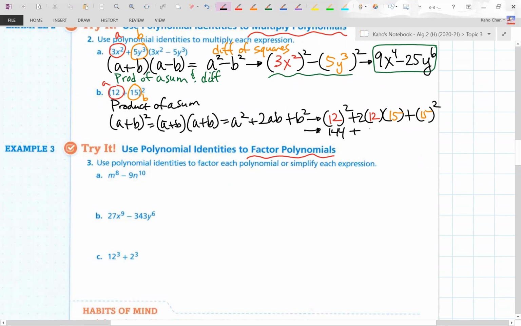2 times 12 times 15 is 360. Trust me. And 15 squared is 225. Add that all up, you get 729. And that's your answer.